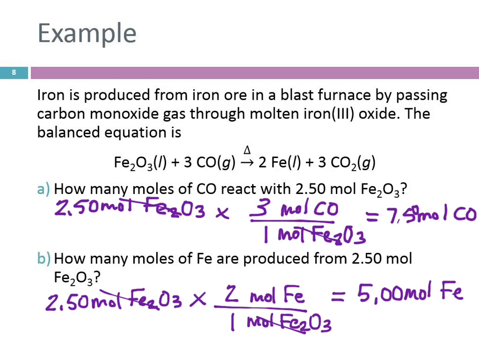We can make a relationship between the two reactants, between the two products. They could give us an amount of product and ask us for a reactant. They could give us a reactant and ask us for a product. You can do mole relationships between any two reactants or products with one step. And it all comes from the balanced chemical equation.